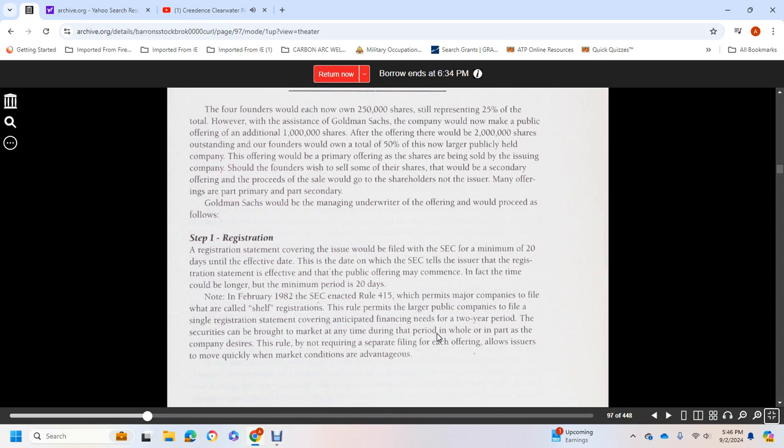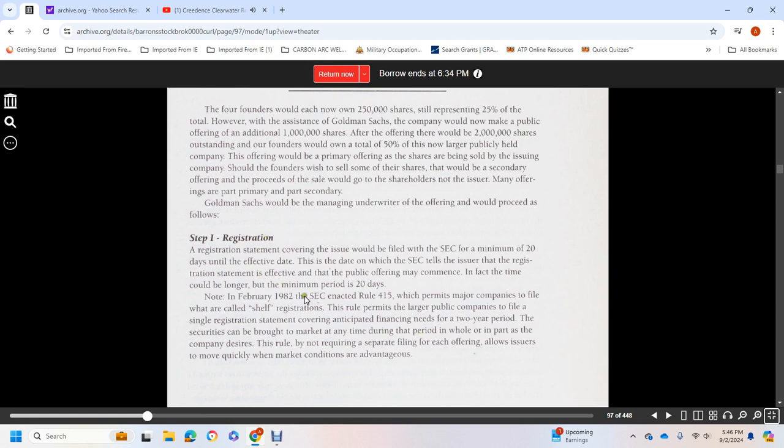Step 1, registration. A registration statement covering the issue would be filed with the Securities and Exchange Commission, a minimum of 20 days before the effective date. On the effective date, the SEC declares the registration statement effective, and the public offering may commence. The actual time could be longer than the minimum period of 20 days.